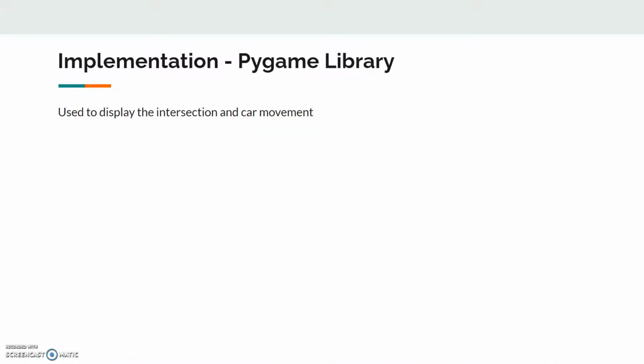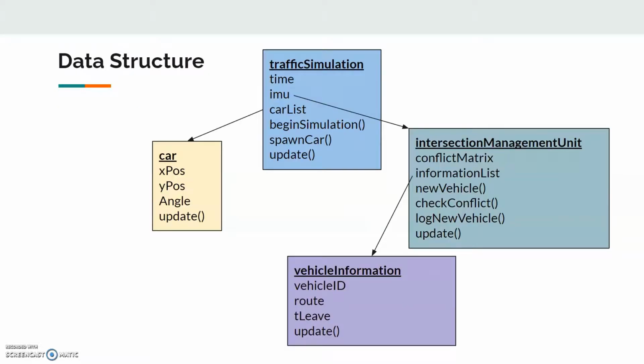So to implement this IMU, the Pygame library was used to display the intersection and all the car movement throughout it. And this is the main data structure used for the program. These are the main classes. There are some other ones that aren't as significant, but it all starts with the traffic simulation class, which includes things like the time, the IMU, which is also a separate class, and the car list, which is all the cars that are interacting with the intersection. And it's able to start the simulation and spawn cars and update.